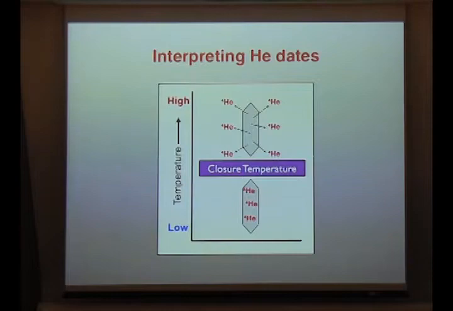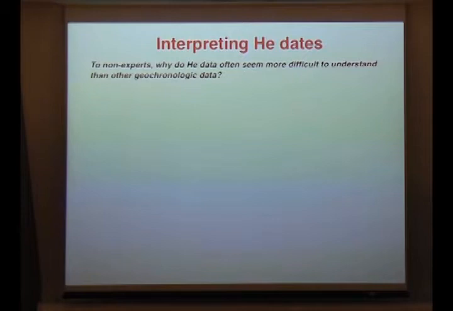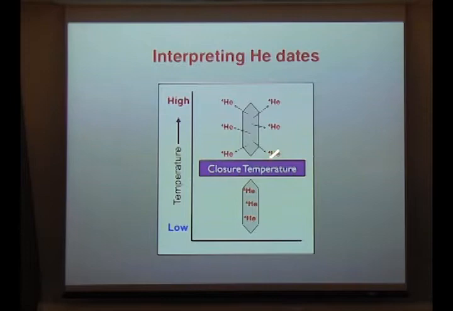And what we have found is that for many people, helium data can be fairly difficult to understand. We're not dating a crystallization or necessarily a specific geologic process. Primarily, the problem stems from the fact that this transition from open to closed behavior doesn't necessarily happen at a specific point or at a specific temperature even. There's actually a broad range of temperatures over which helium, in this case, is either partially lost or partially retained within the crystal. And I'm going to go through a few slides to explain this in a little bit more detail.